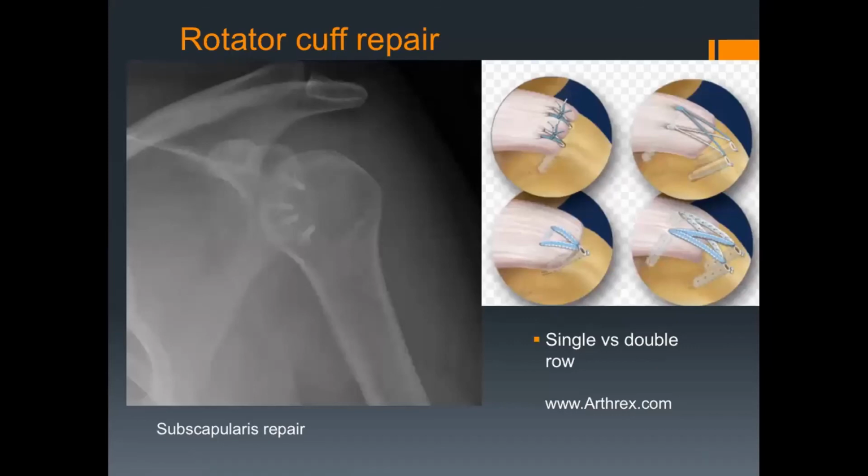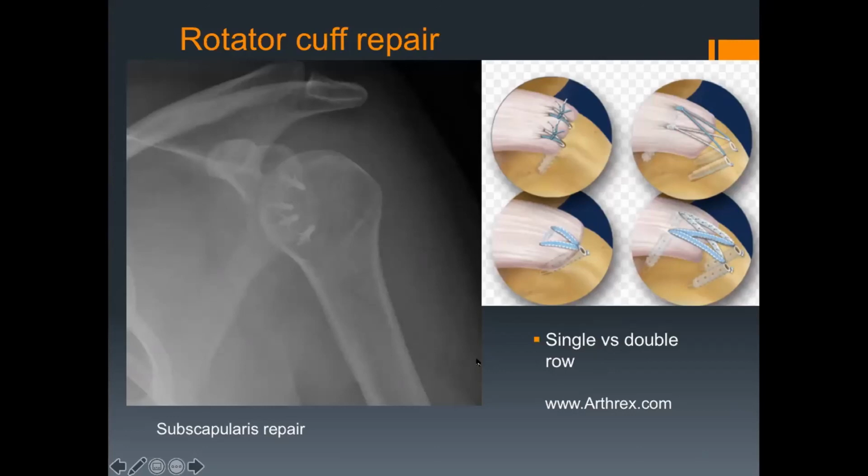So this is the last topic, rotator cuff repair. Cuff repairs are indicated in active individuals with substantial cuff tear and preservation of rotator cuff musculature. Typically, these are done with anchor fixation. This is an example of a subscapularis repair. You can see multiple anchors situated in the lesser tuberosity.